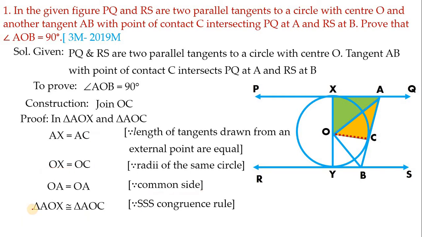When triangles are congruent, all their corresponding angles and corresponding sides are equal. But which is helpful for us, let us consider that. Here I am considering this angle, I mean XAO equals CAO, this angle. These two angles will be equal under CPCT. XAO equals CAO.